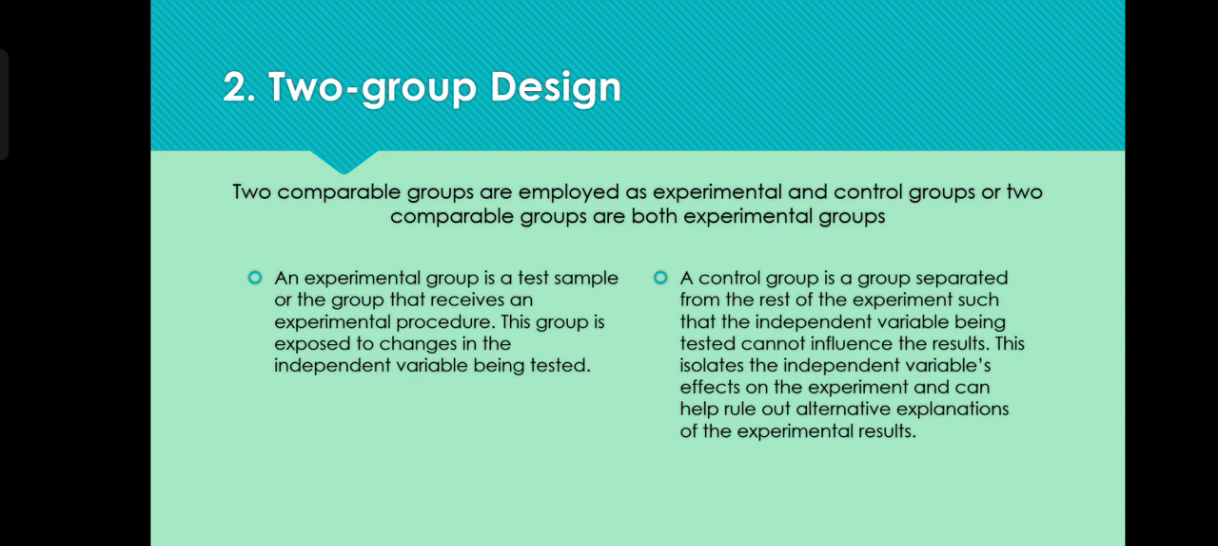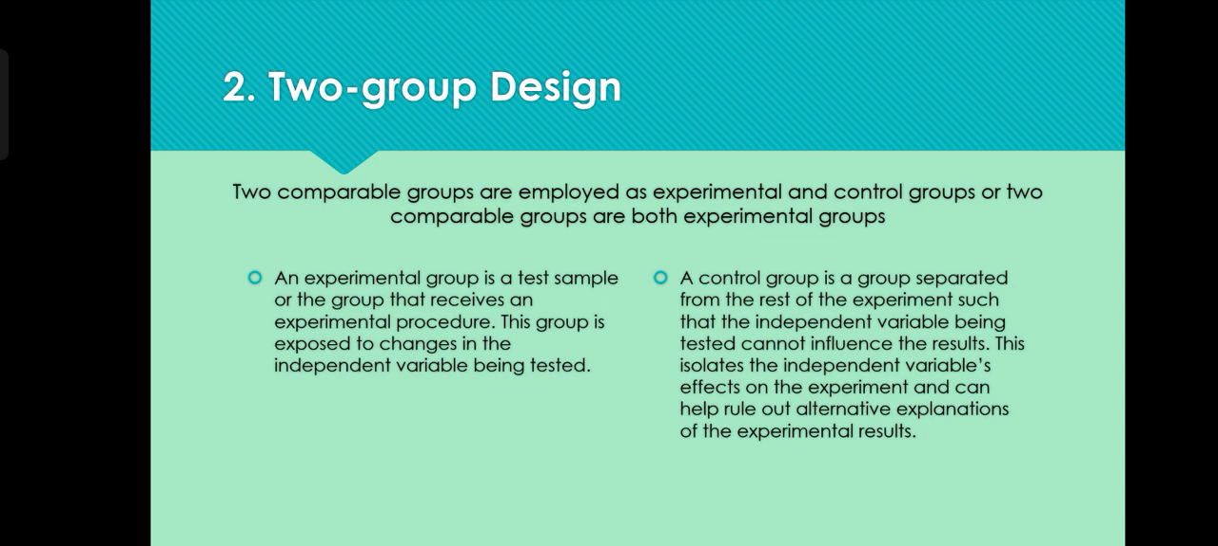An experimental group is a test sample or the group that receives an experimental procedure. This group is exposed to changes in the independent variable being tested. Ang control group naman is a group separated from the rest of the experiment such that the independent variable being tested cannot influence the results.